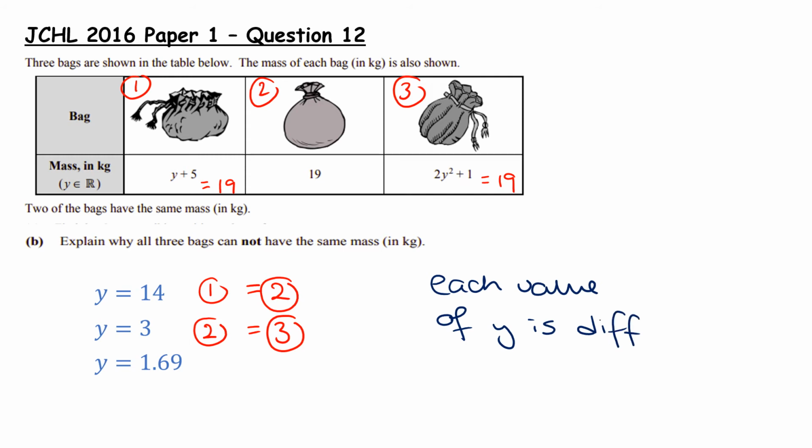Okay, so think of it in the simplest terms with just the first two. If I wanted the first bag to be 19, the second bag to be 19, and the third bag to be 19, then we would find that there is no y value that would allow those all to be the same. Another way to look at it is if we talked about bag 1 and bag 3 and subbed 1.69 back in, it's definitely not going to equal 19. So it can't equal the second bag.